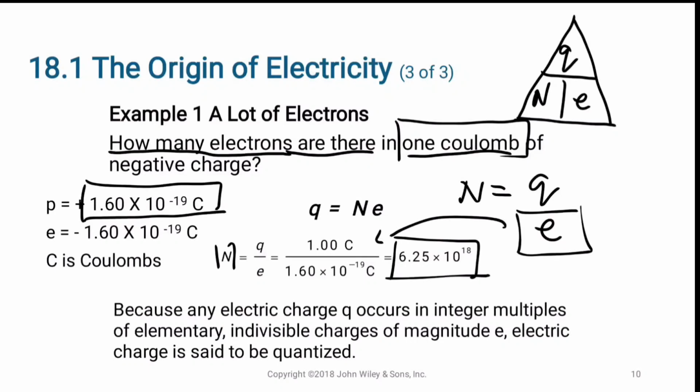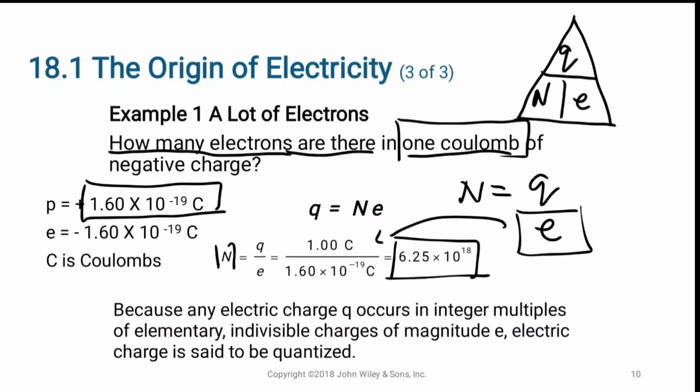Okay? Do we need to put the unit? We don't need it anymore, because it's simply asking how many electrons there are. It's just the number of electrons. We're not referring to the charge.